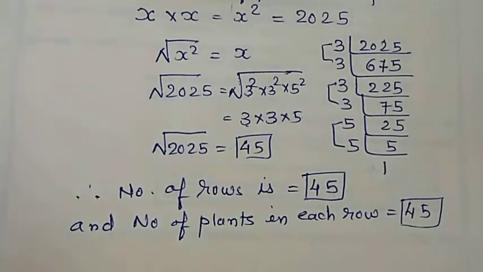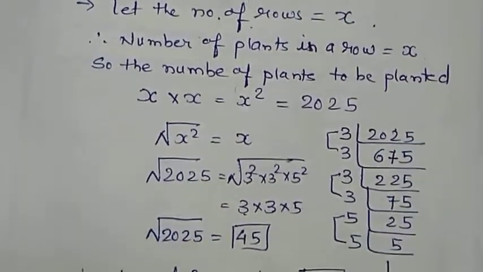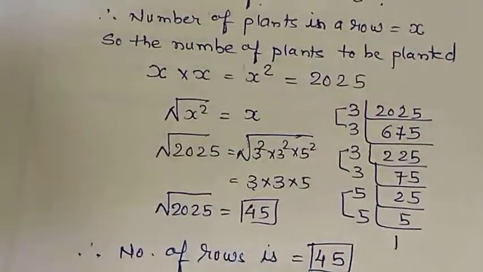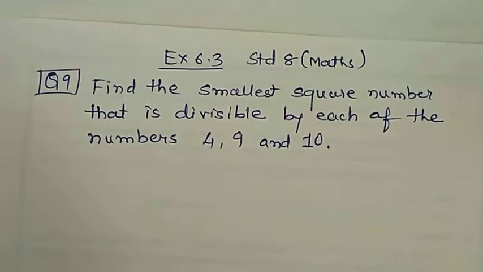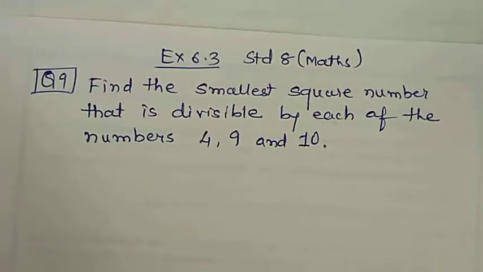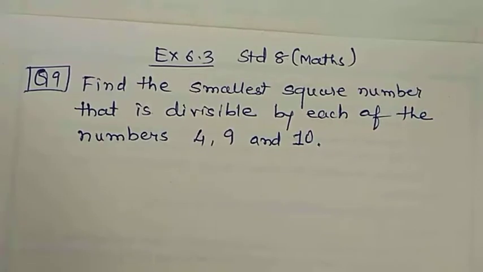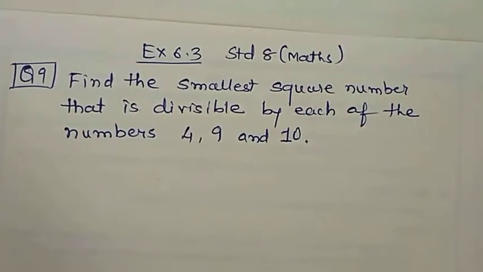Now we proceed to question number 9. Hope this much is clear to you all. You can proceed step by step. Now we are moving to question number 9. Here in the 9th question: find the smallest square number that is divisible by each of the numbers 4, 9 and 10.